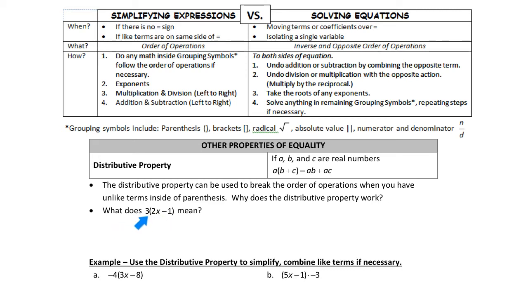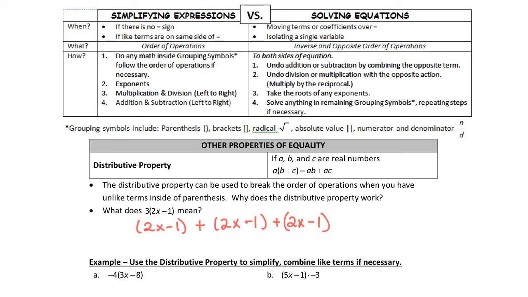What does this actually mean without the property? It means we have 3 times this expression, or we have 3 of 2x minus 1. We have 3 of them, so we would add them together. So let me show you what that looks like. You can see here, I'm adding together 3 2x minus 1s.